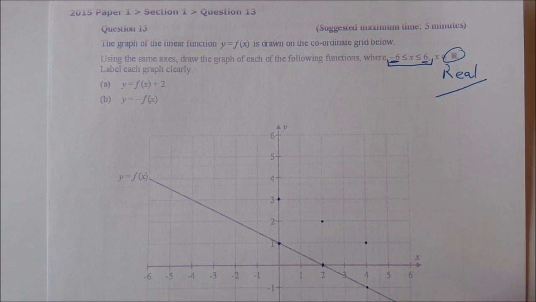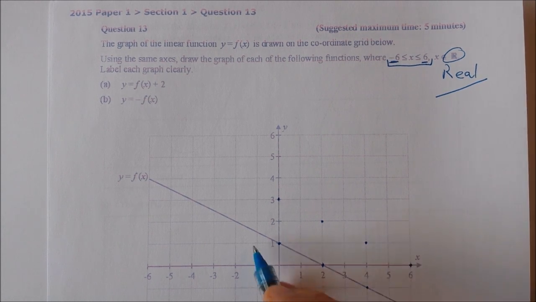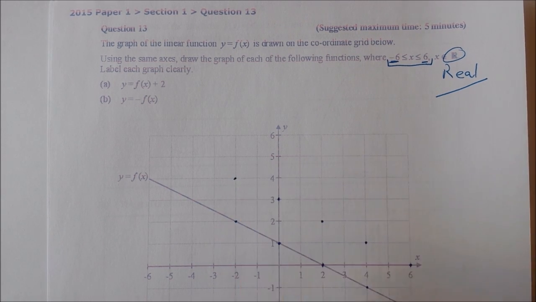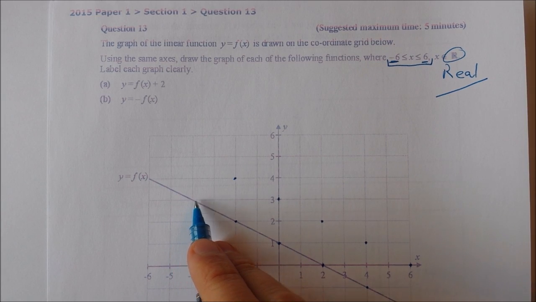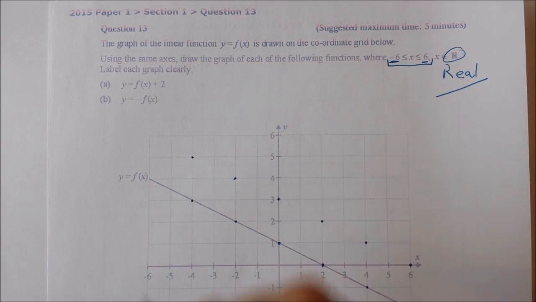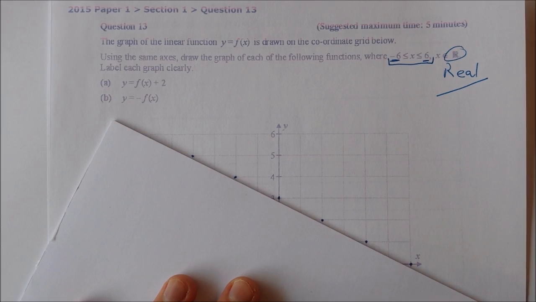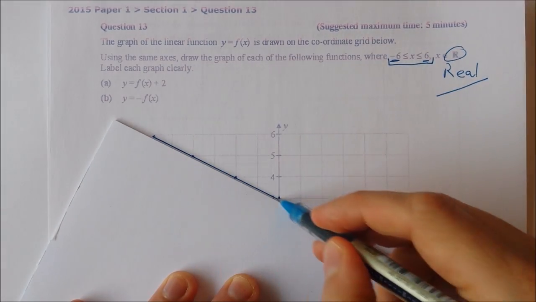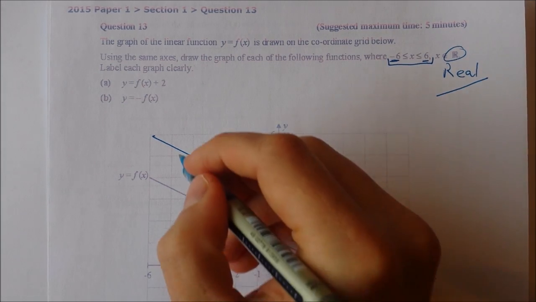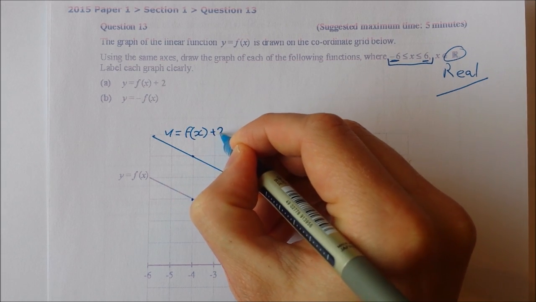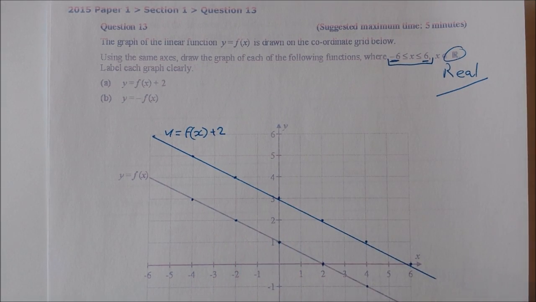This point here, minus 2, comes up to 0. This point here, 2, moves up to 4. Next one is 3, and that moves up to 5. So you can see all these dots here actually make a straight line. And I can join them up to draw my graph. So that there is y equals f(x) plus 2. So we've just added 2 onto every single value.